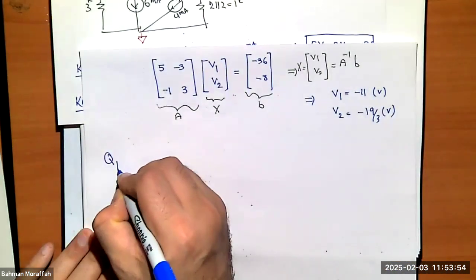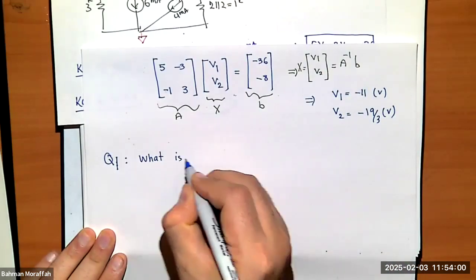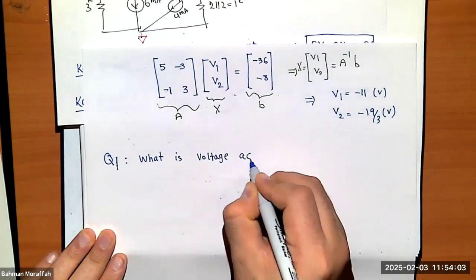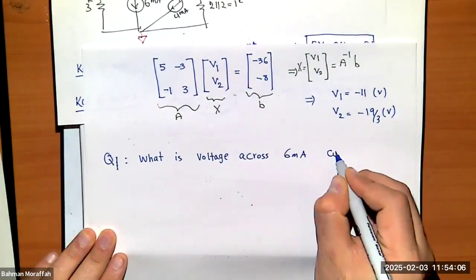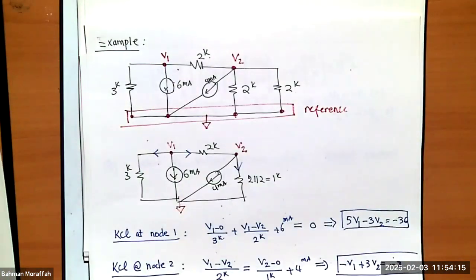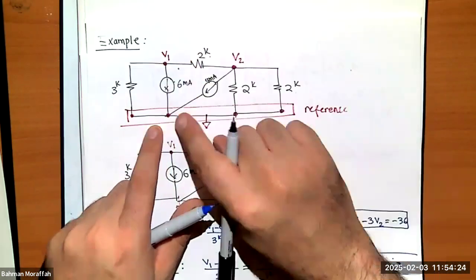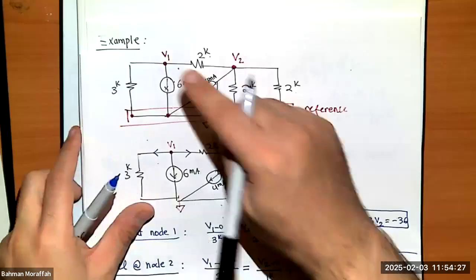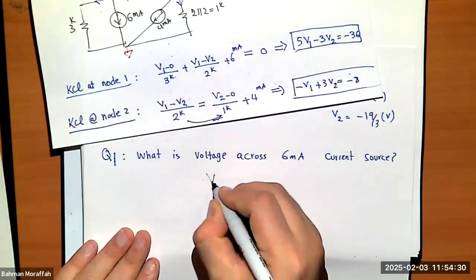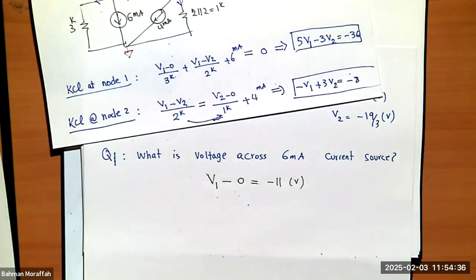Question 1. What is the voltage across the 6 milliamps current source? Basically, what is the voltage across this guy? It's V1 minus 0, right? Because we already computed that. So the answer is V1 minus 0, which is minus 11 volts, right?